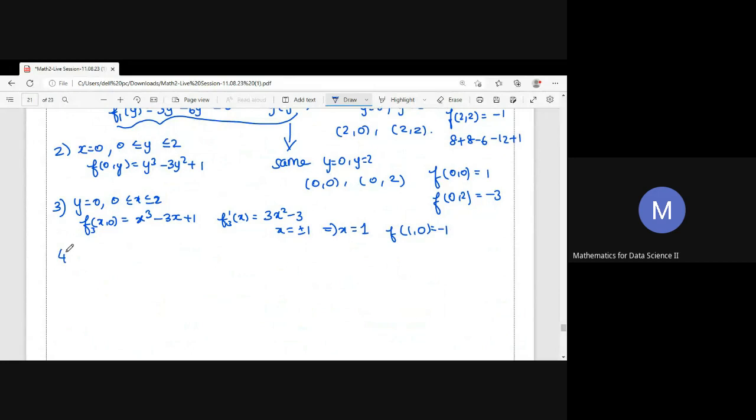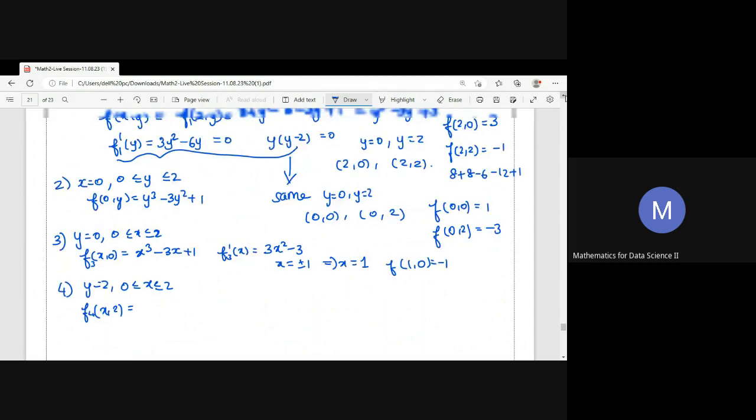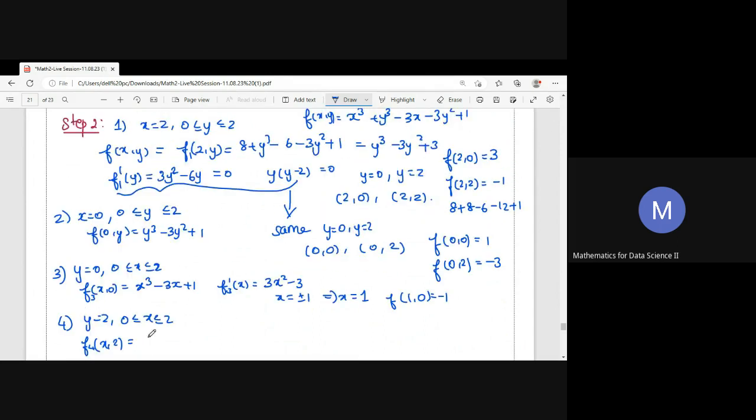And what about the fourth case? y is equal to 2, 0 less than or equal to x less than or equal to 2. And what is your f of x comma 2? The function I have written here, right? x cube minus 3x plus 8 minus 12 plus 1, which is x cube minus 3x minus 3.